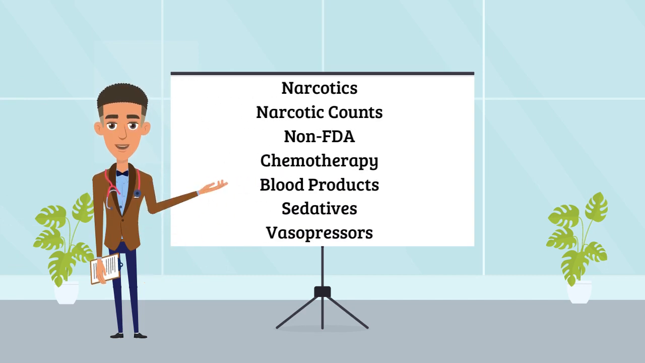Let's discuss medications that students are never allowed to administer as a J2 nursing student. J2 nursing students are not allowed to administer narcotic pain medications of any form by mouth, IV, or pain patches. Students cannot participate in a narcotic medication count or remove any form of narcotic from the Pyxis machine. Students are not permitted to administer non-FDA approved drugs, chemotherapy drugs, blood products, sedatives, or vasopressors.